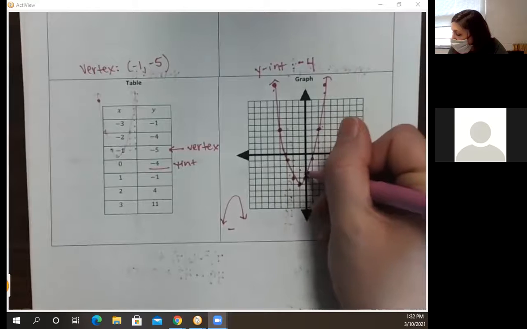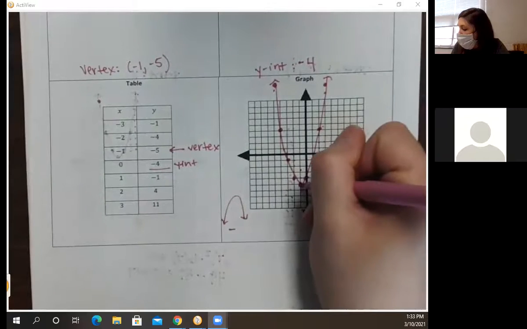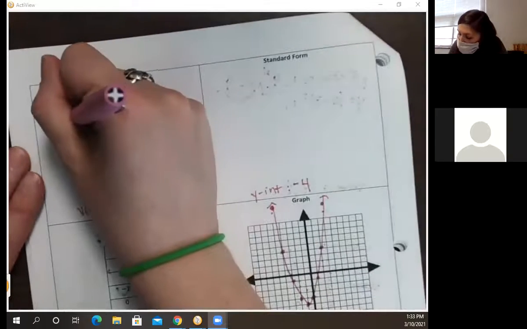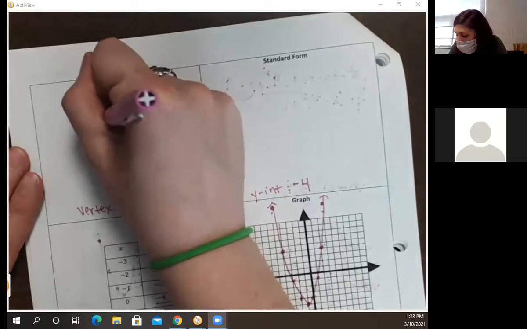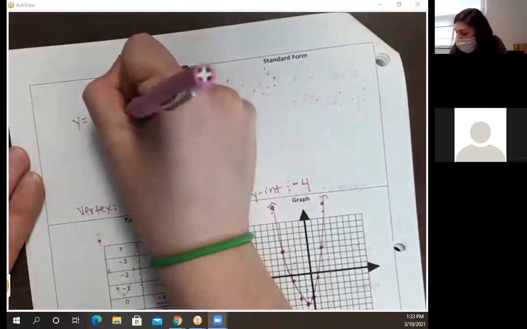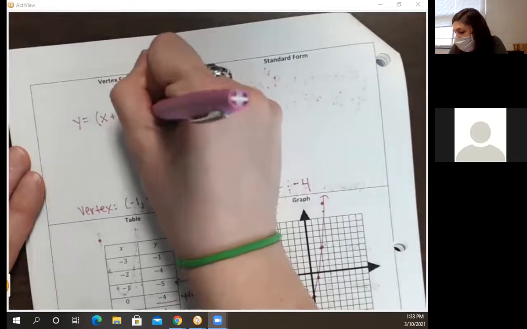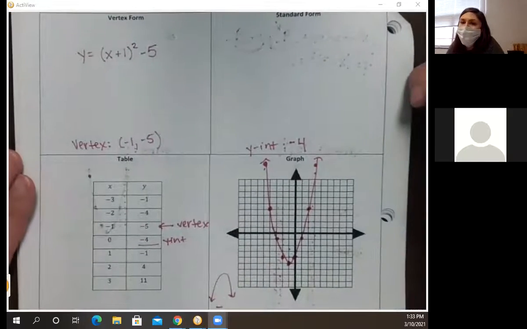If I went up 2 and out 1, I would have stretched the graph and I would need a 2 in front. If I had only gone up a half and out 1, that means I would have compressed the graph and I would need a half in front. But since I've gone up 1 and out 1, I don't need to change that A value to anything that would stretch or compress my graph. So as I go to write vertex form, again, really just a 1 here. And then in parentheses, x plus 1, remember opposite sign, squared, minus 5. So there's my vertex form function.